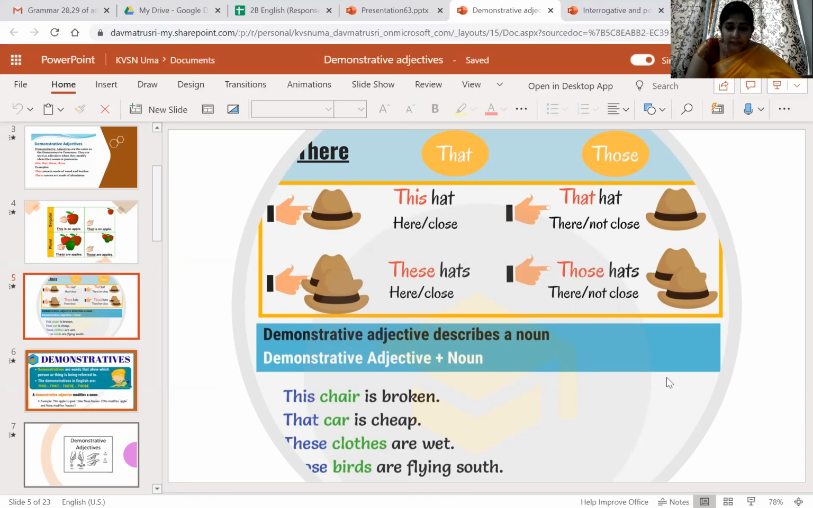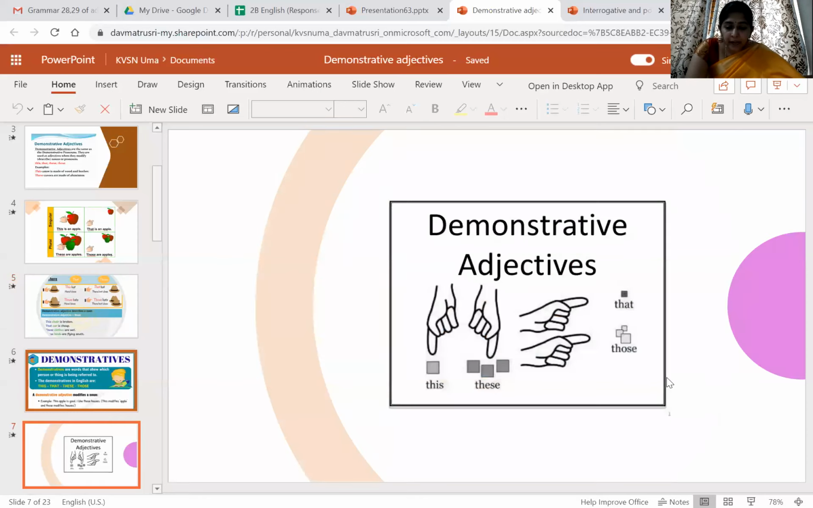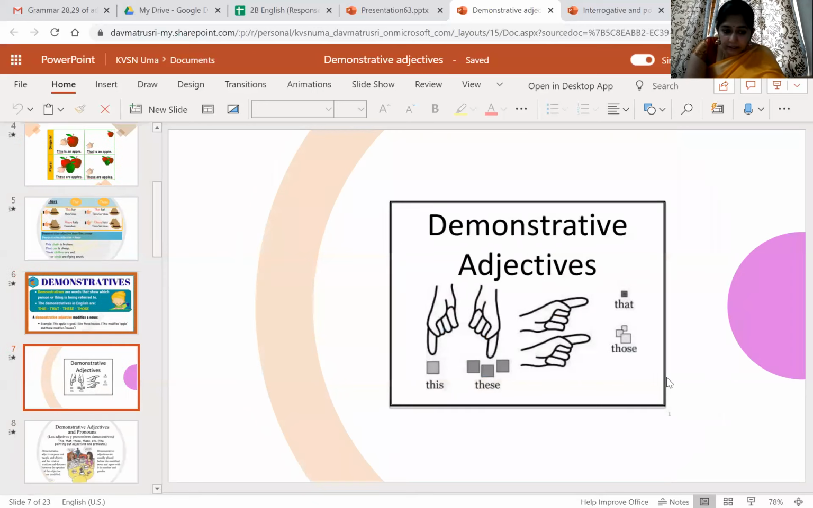So demonstrative adjective describes a noun. This chair is broken. That car is cheap. These clothes are wet. Those birds are flying south. This chair is broken. Which chair is broken? This chair. So this, that, these, those, which are in blue color, all are called demonstrative adjectives. Very clear, children. And here also, I want to show again the fingers pointing out this and these, that and those. Just to make you know the difference, I'm showing you all these slides, children.